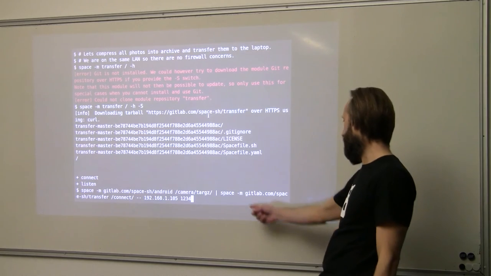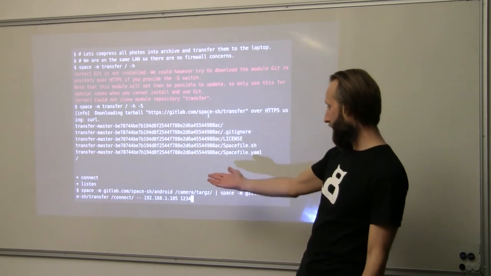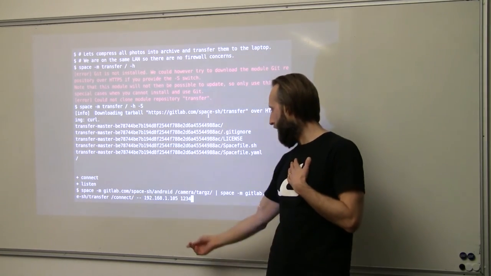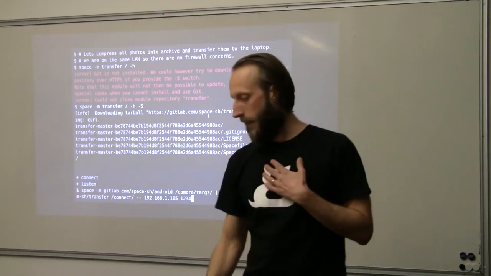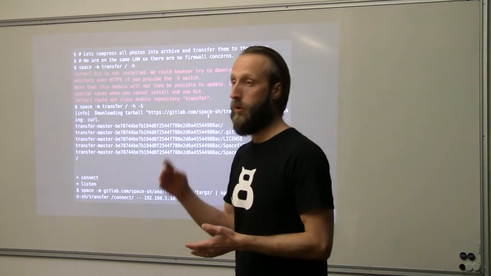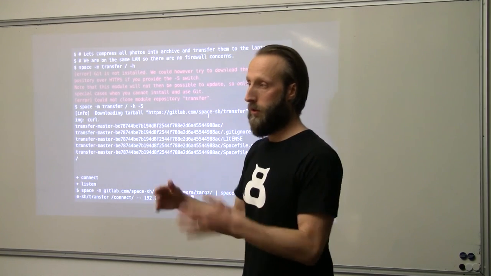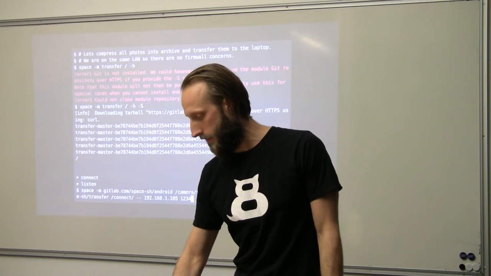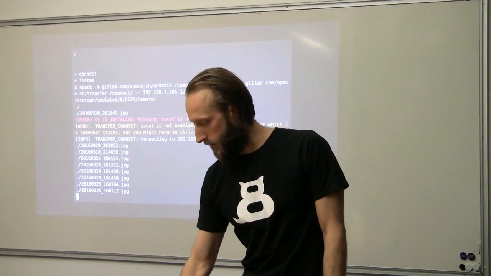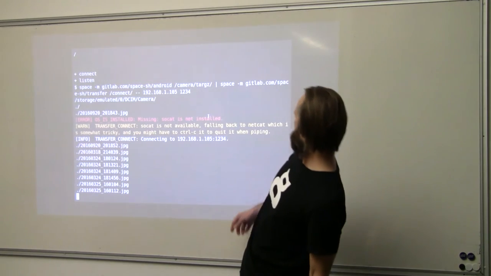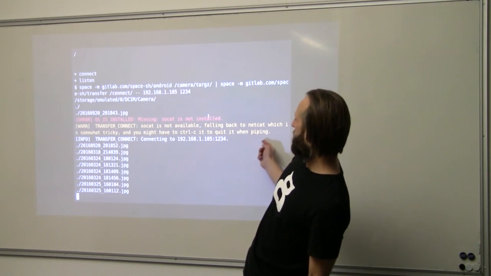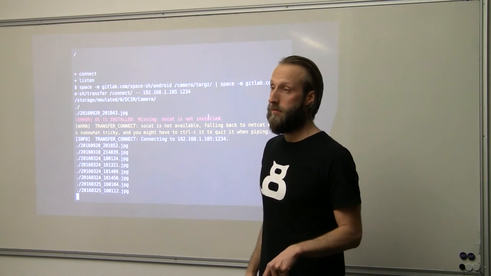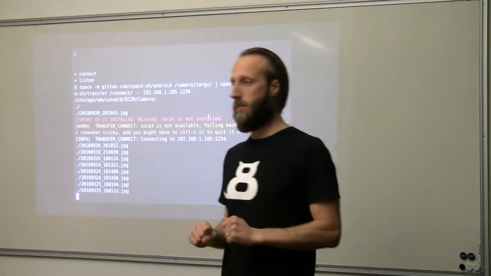So we pipe it to another Space module, the transfer module. We're opening a TCP connection to the laptop on this port. And now, of course, on the laptop, I'm using the transfer module and I'm listening for a connection. You can't see it here, of course, but on the laptop, on this IP address, I am using the module tool and listening. Ah, there you can see. SOCAT is not installed. Falling back to Netcat, which is somewhat tricky. So after this is done, you have to press Control C. That's one of the icky things about not using SOCAT.